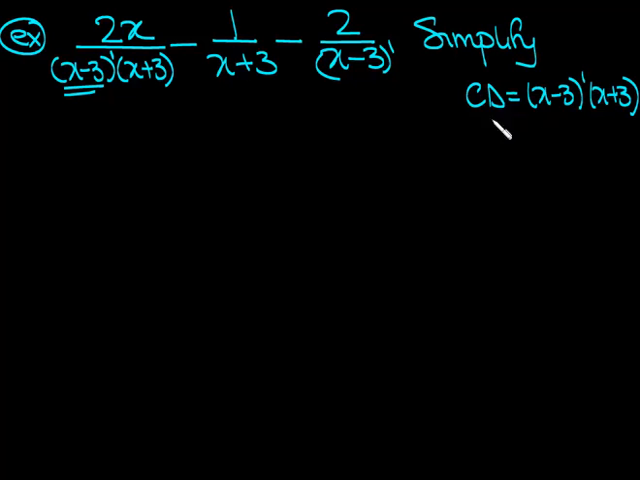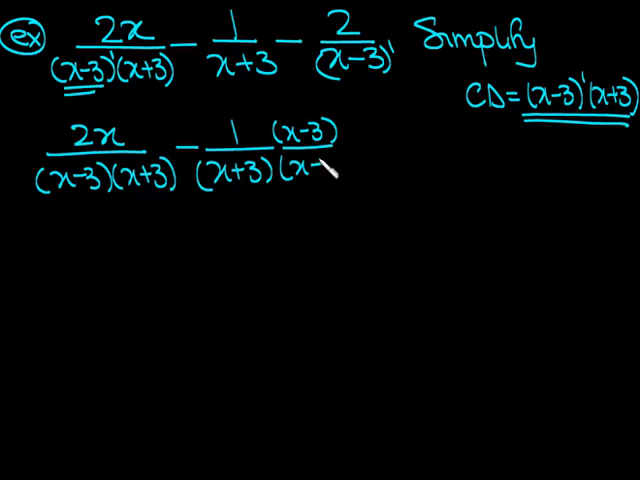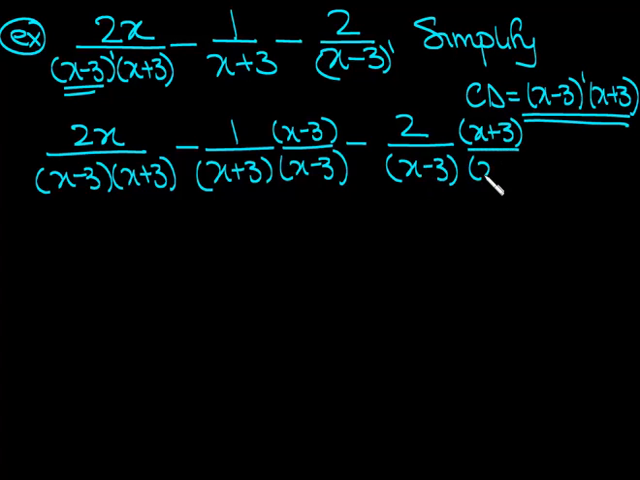I want each of these denominators to look like this. The first one already does, so there's nothing to do there because I have the same thing as my common denominator. The second one, I'm going to have to multiply the top and the bottom by what? x minus 3 and x minus 3. And the third one, I'll have to multiply the top and the bottom by x plus 3 and x plus 3.